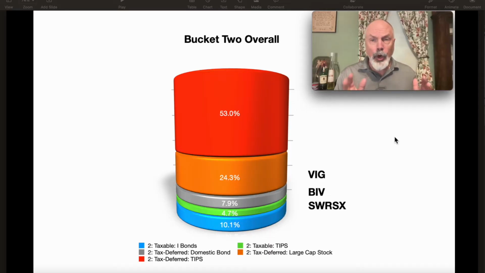Here's a look at the overall picture in Bucket 2. And in here is where I've made the change, and I'll describe that in a minute.